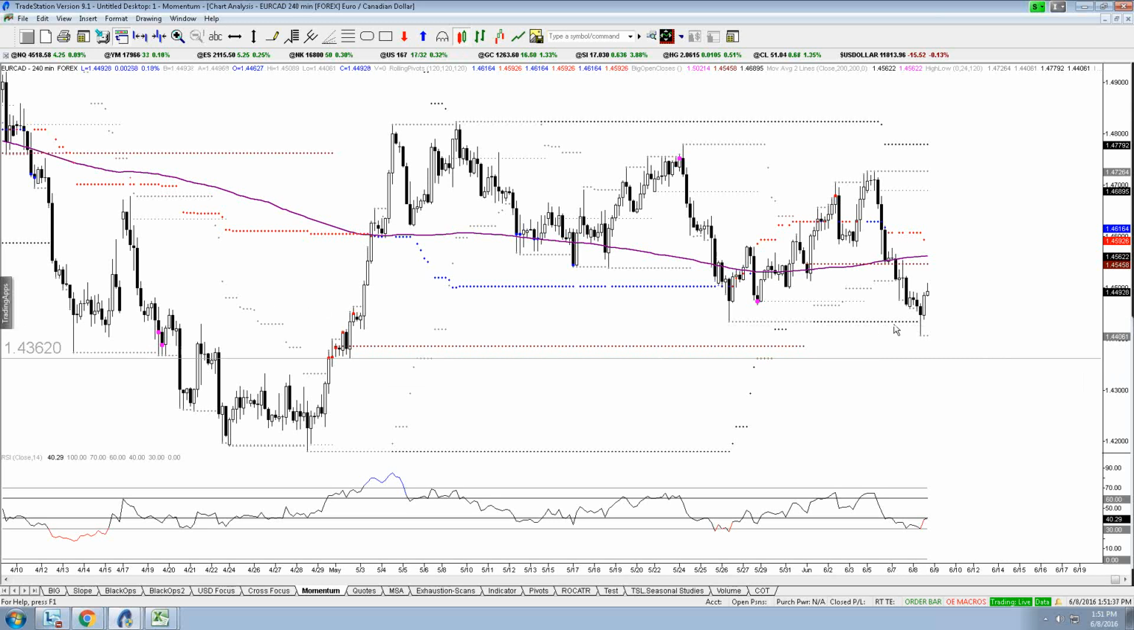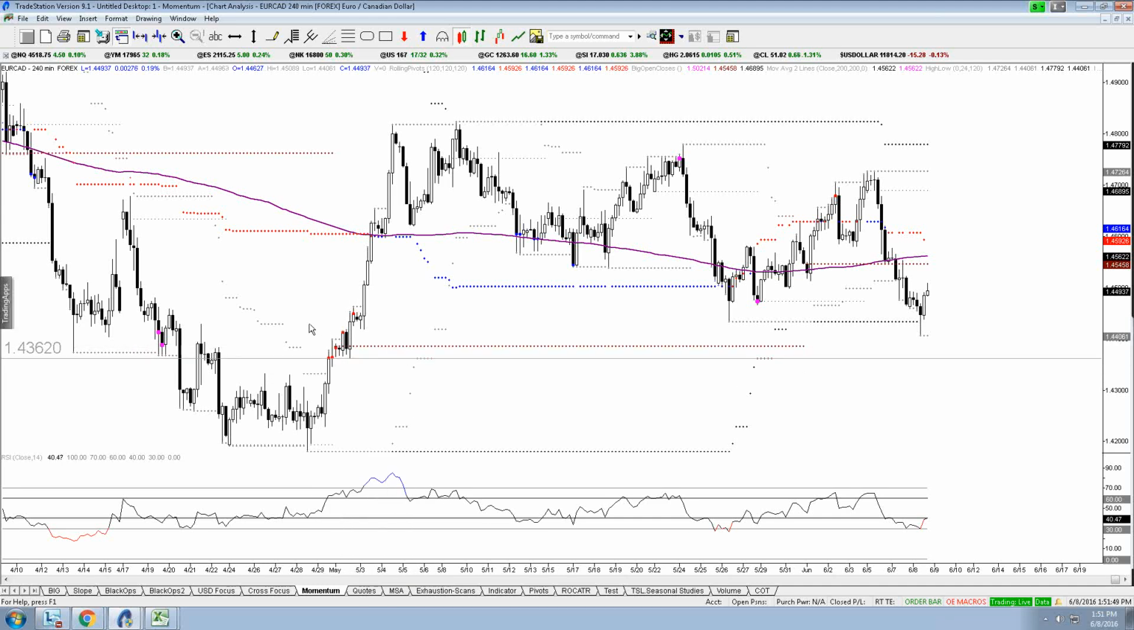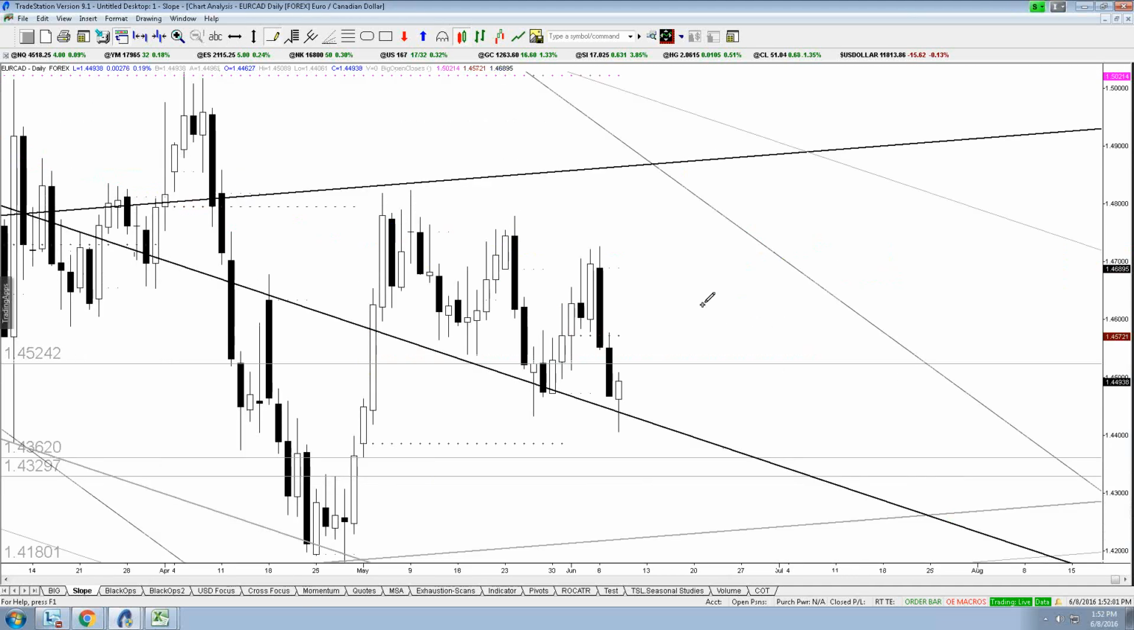43.65, I said, was the weekly reversal support. It's also some general consolidation area, high-low stuff here. What's that? 43.74. So yeah, this would be one to pay attention to. Euro CAD on the long side.